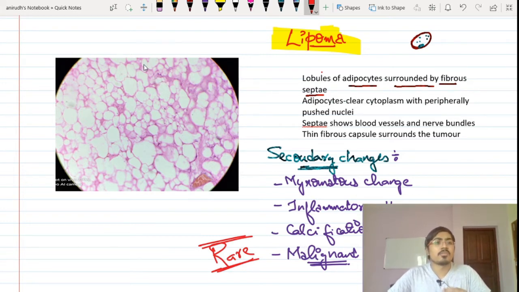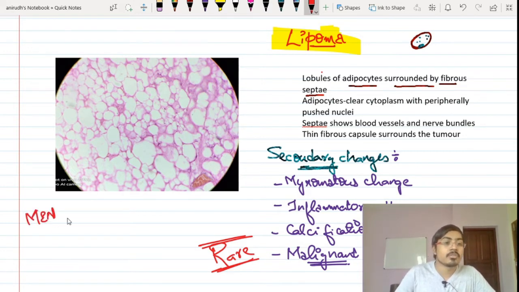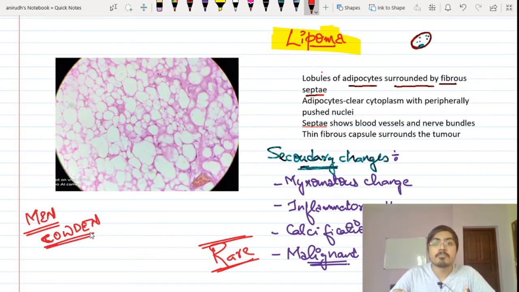Is there any mutation for this? I don't have much idea about that, but it has been described that in multiple endocrine neoplasia syndrome, or in case of Cowden syndrome, patients can develop multiple lipomas. Where are the common sites here? Back, neck area, the trunk area of the body, and the limbs also, lower limb, upper limb. So these are certain sites of predilection for lipoma to arise. So that is all for lipoma.